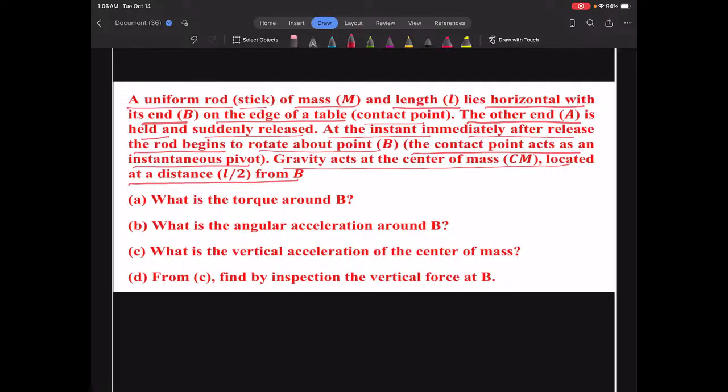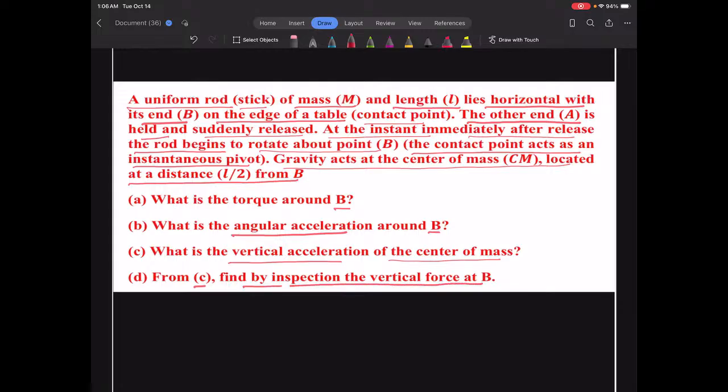And in these 4 questions, we are going to solve first of all the torque, then the angular acceleration, both around B, and then the vertical acceleration of the center of mass, and finally part D, which is basically related to our part C. Find the vertical force at B.